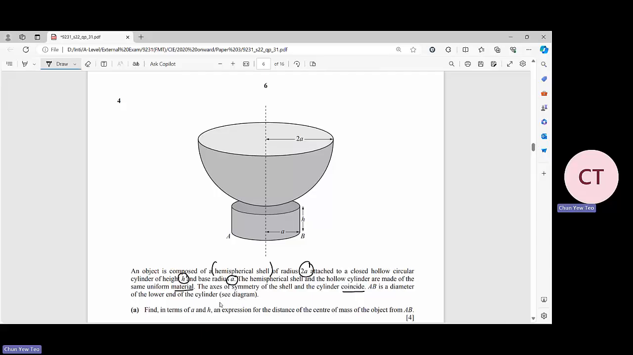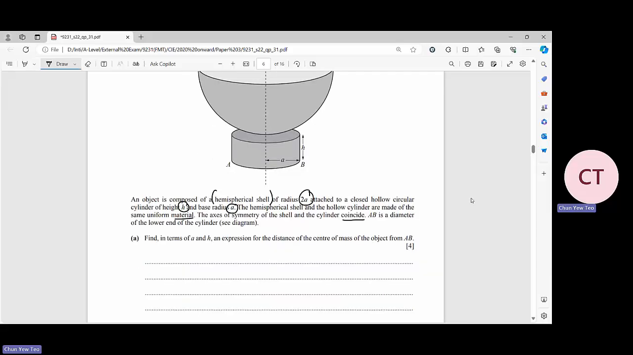Then find, in terms of a and h, the expression for the distance of the center of mass of the object from AB. So we are looking for the distance here, the y bar. Because it's symmetric, there's a symmetrical axis. That means the center of mass must fall on the axis of symmetry. It's just that we do not know how high it is. So now what you need to do is we draw a table.